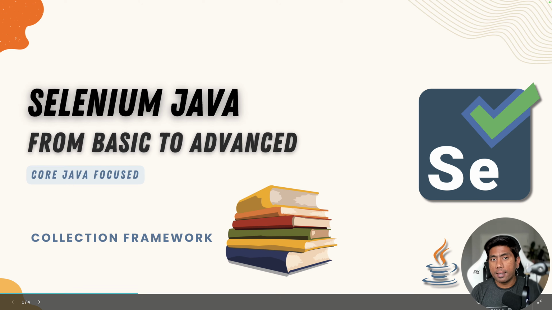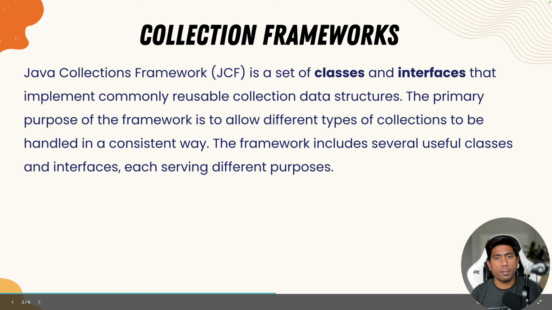As that said, in this lecture, we are going to be talking about the last core Java concept, which is the collection framework. So what is this collection framework basically? Essentially, the collection framework, or Java Collection Framework or JCF, is a set of classes and interfaces that implements commonly reusable collection data structures. The primary purpose of the framework is to allow different types of collections to be handled in a consistent way. This framework includes several useful classes and interfaces, each serving different purposes. That is the real power of this collection framework.